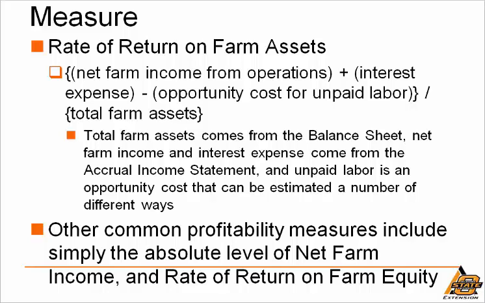Net income and interest expense are numbers that come directly from the accrual income statement for the time period being evaluated. The value of unpaid labor should represent what the operator's time could be sold to someone else for, or some estimate of the going market wage or salary for those individuals who have worked on the farm but have not been directly paid. The absolute level of net farm income is another common profitability measure, but again, it cannot be compared across farms or to other investment alternatives. It is, however, a good measure to look at for an individual farm over time.